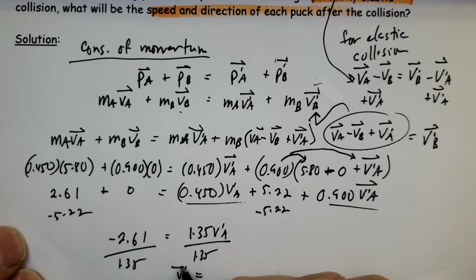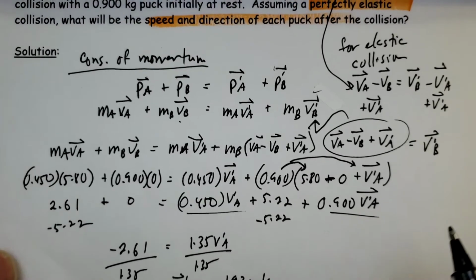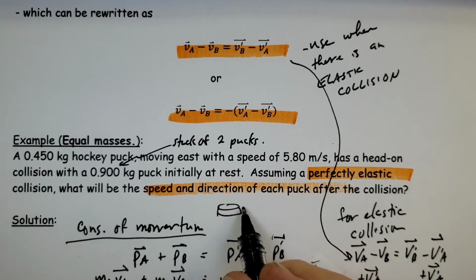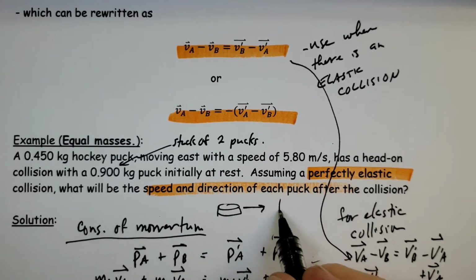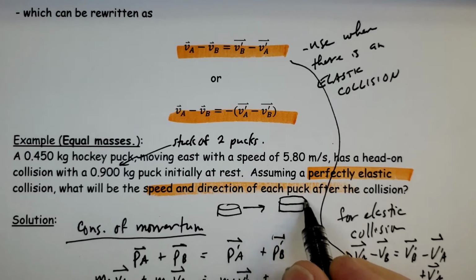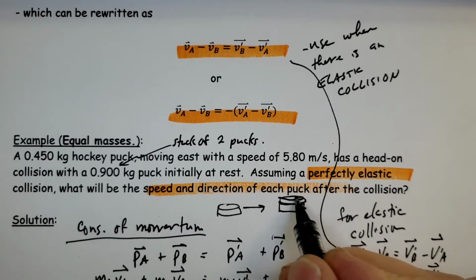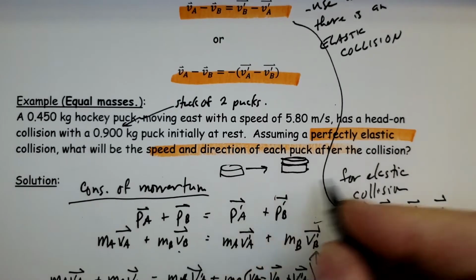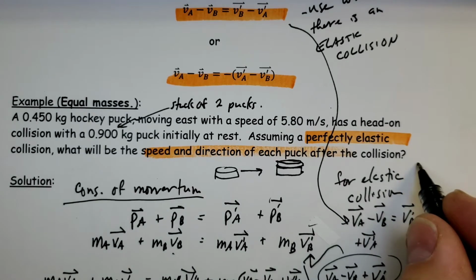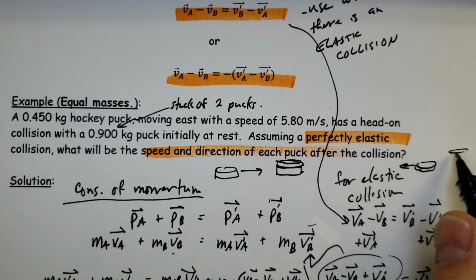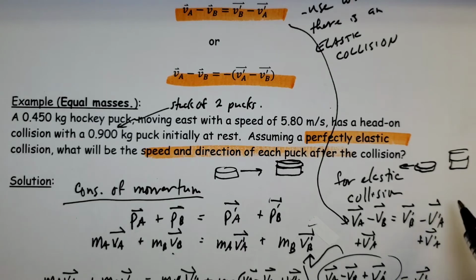And V prime A, the velocity of A after, is going to be 1.93 meters per second. So it's like we have our one puck here, going this way, and our stack of 2 pucks doing that. Now it kind of looks like 2 pucks. So before and then after, my A puck is going to be going this way. So the big question here is what happens to that stack of 2 pucks after.